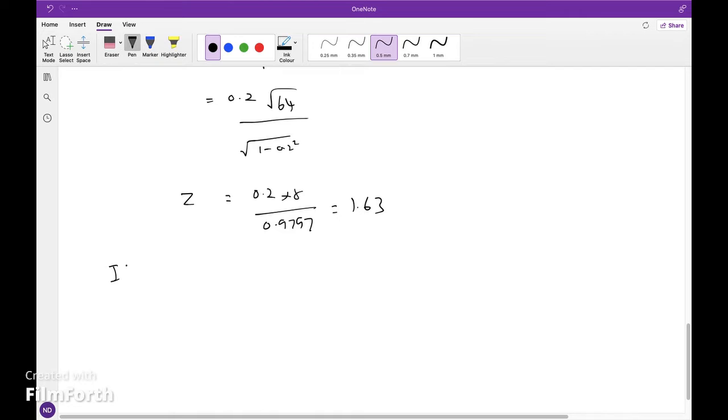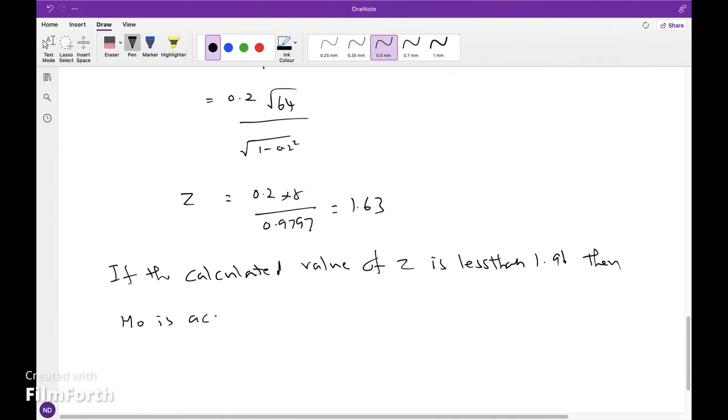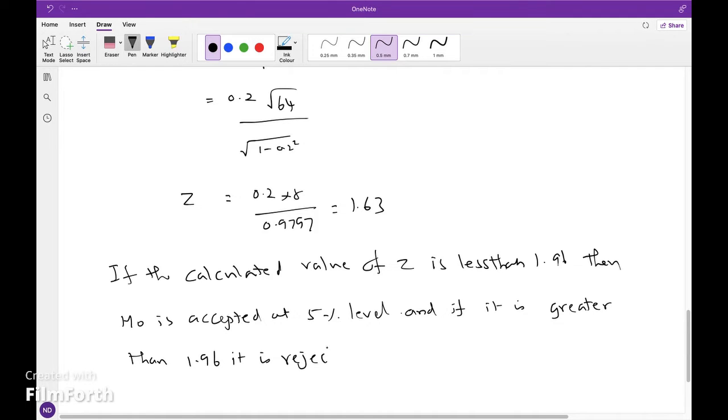If the calculated value of z is less than 1.96, then H0 is accepted at 5% level of significance, and if it is greater than 1.96, it is rejected at 5% level.